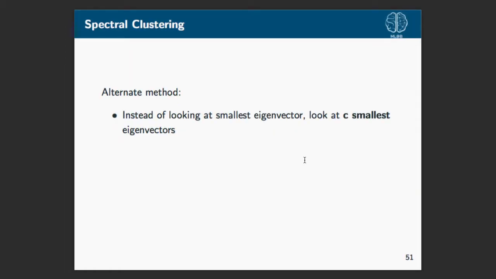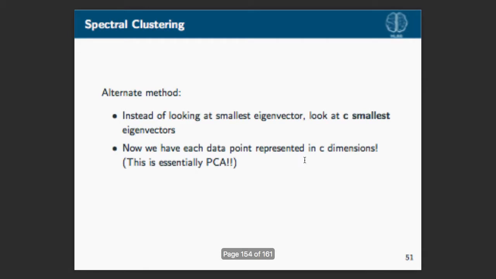Or there's an alternate strategy, what we were alluding to. Instead of looking at the smallest eigenvector, look at the C smallest eigenvectors. So look at a grouping of them, like five maybe, or six, not just one. Obviously, don't look at the smallest one because that'll be zero. Now this means that each data point is represented in C dimensions. Before, we just assigned each data point to one value in the eigenvector. Here, we're assigning it to C values from C eigenvectors. So each data point now has a C-dimensional representation.